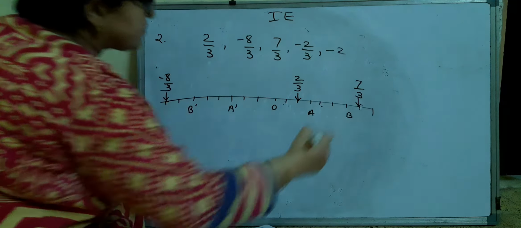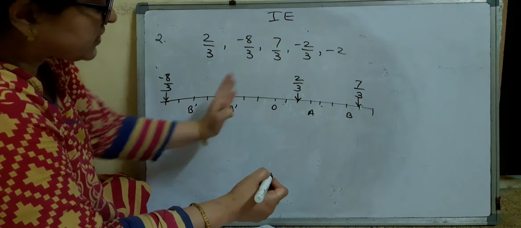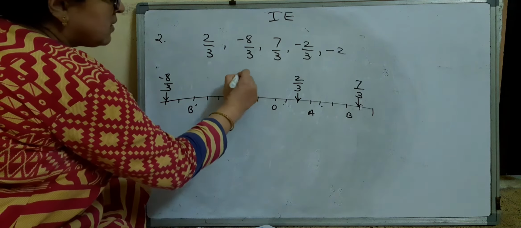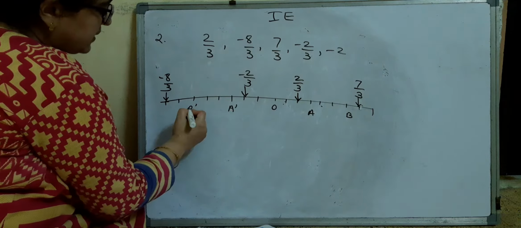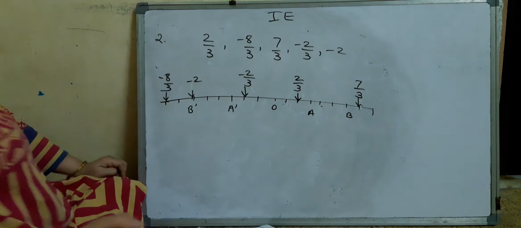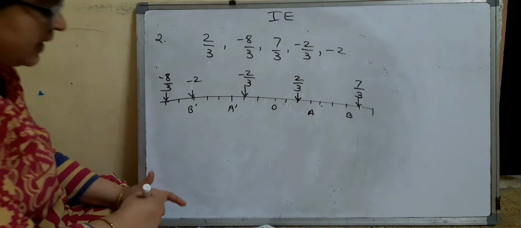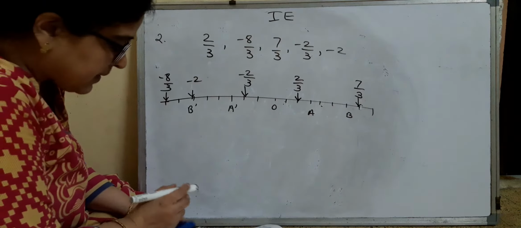7 upon 3. Right? Minus 2 upon 3 to the left side. 1 and 2. Minus 2 upon 3. And 2 is minus. So this one is 1 and 2. This is the minus 2. Right? B dash. The number line is completed.